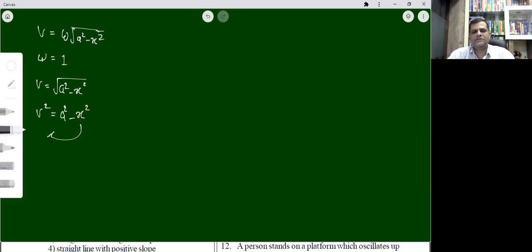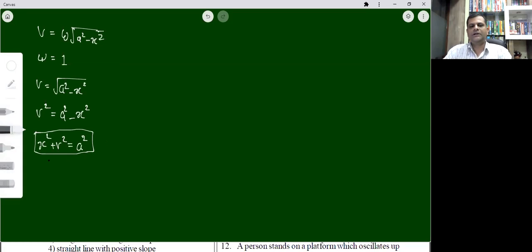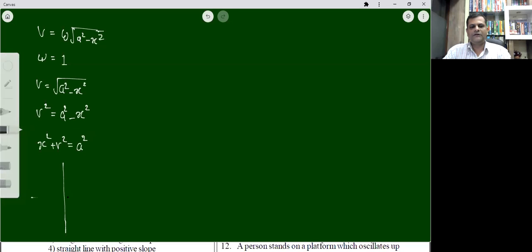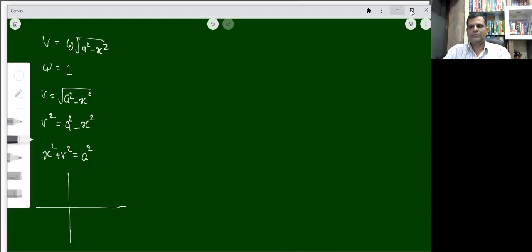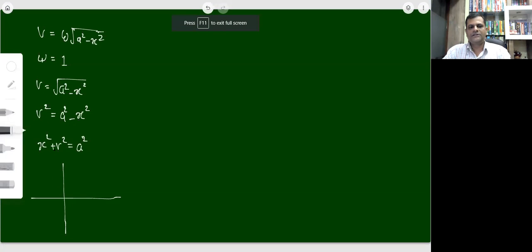And if we just transfer this x square to the other side, then we are able to get that x square plus v square is equal to a square. This is the equation which gives us the relationship between this x and v here. And from this equation only we can get an idea that the graph between x and v is going to be a circle, just because this equation resembles the equation of circle.